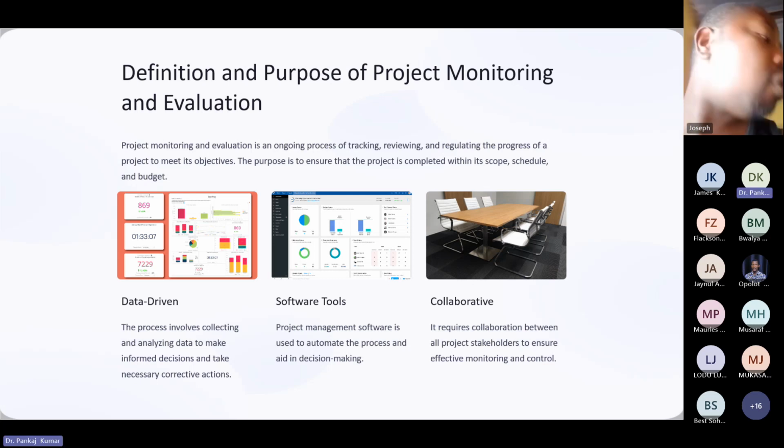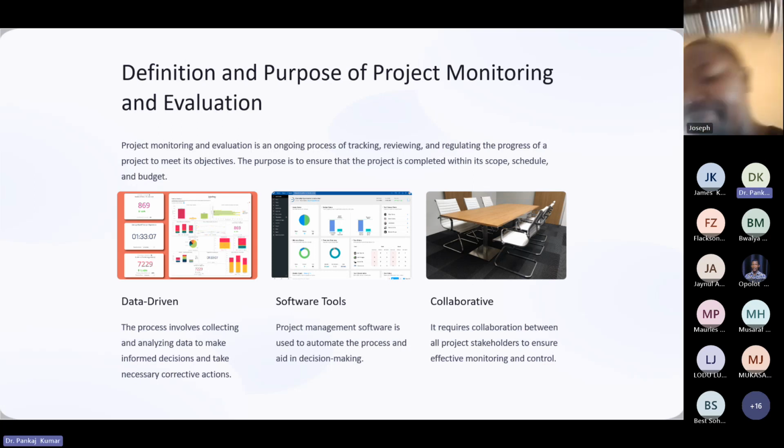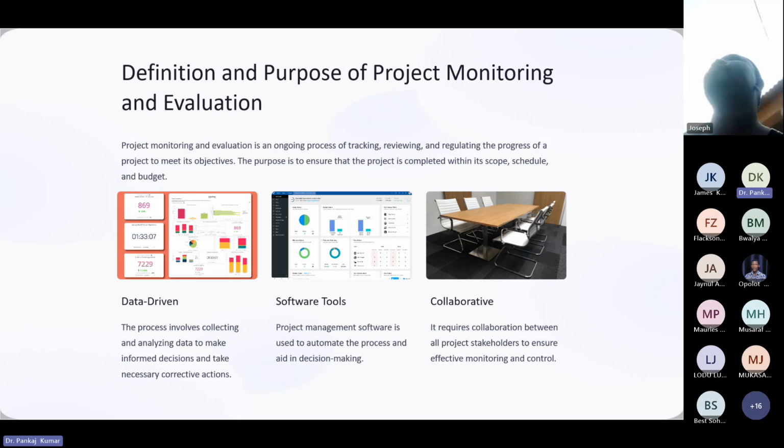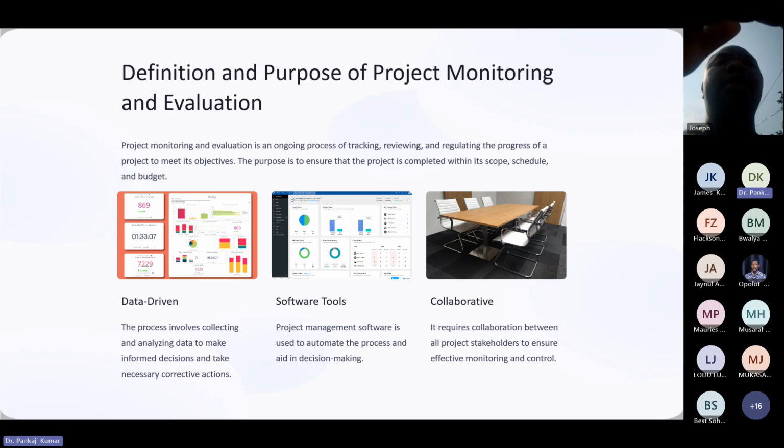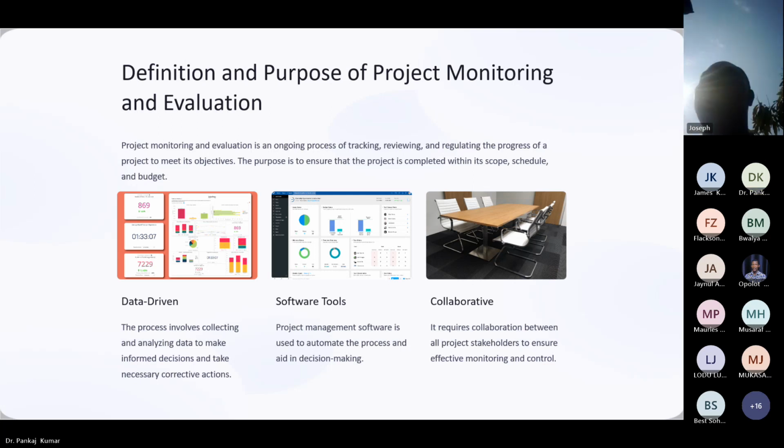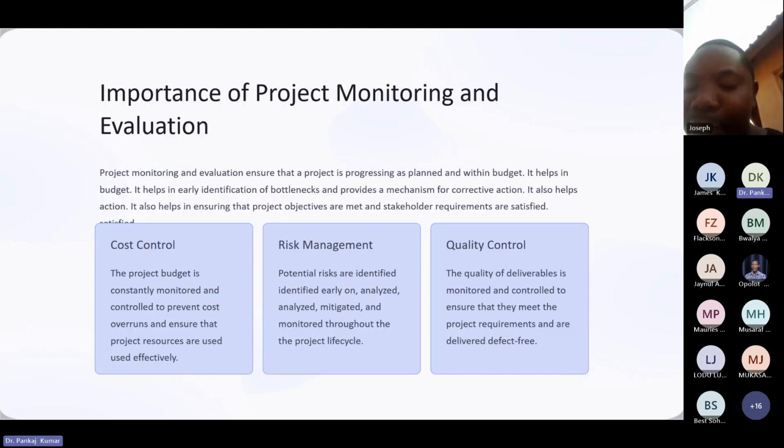Monitoring and evaluation data can inform strategic planning and decision making for future projects. It helps organizations identify successful strategies and replicate them in other contexts while avoiding strategies that have proven less effective. In some cases, monitoring and evaluation is required for legal or regulatory compliance. So, regular reporting on monitoring and evaluation findings enhances transparency and communication within the organization and with external stakeholders. It helps in building trust and credibility. This is the major importance of project monitoring and evaluation.